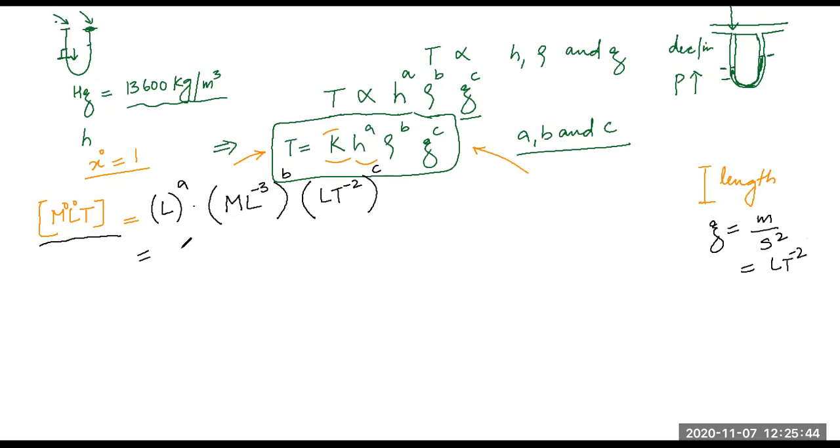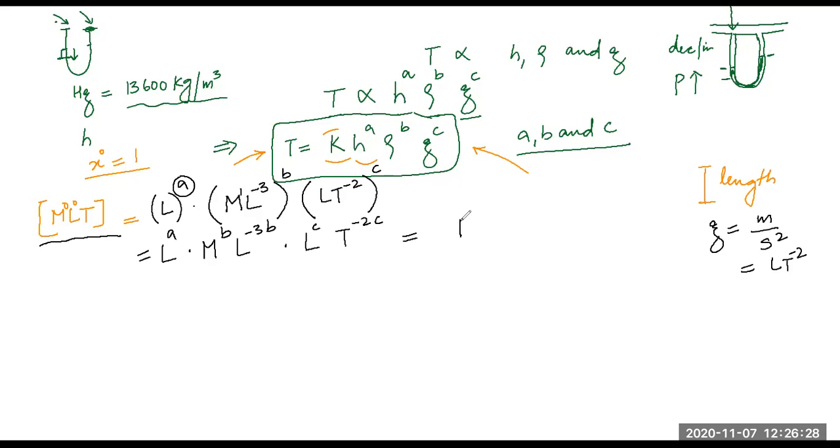We'll add the powers. No, last time I missed one step. This time we will first multiply these powers with the powers in the bracket. So it will be L raised to power A into M raised to power B, and L raised to power minus 3B, and L raised to power C, T raised to power minus 2C. This is equal to, yes, Jasmine, please complete.